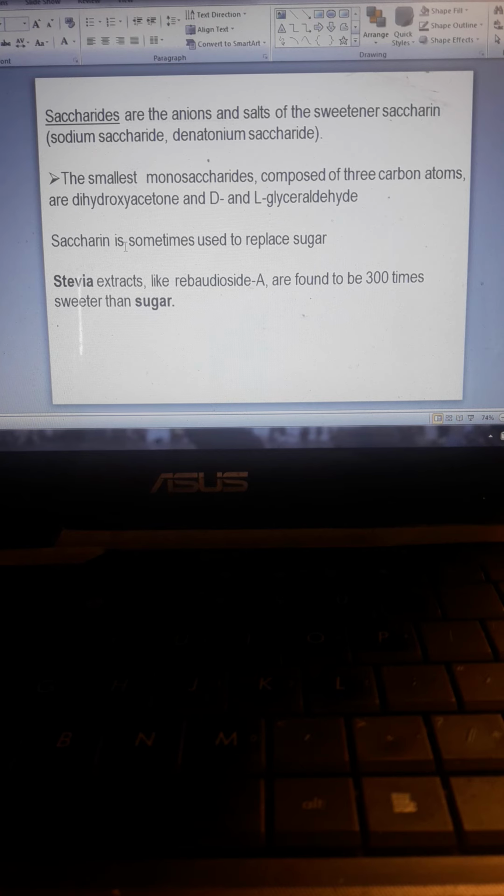So saccharin is sometimes used to replace sugar. So these are artificial sweeteners. Stevia extracts like rebaudioside A are found to be 300 times sweeter than sugar. So stevia extract also comes from the stevia plant.